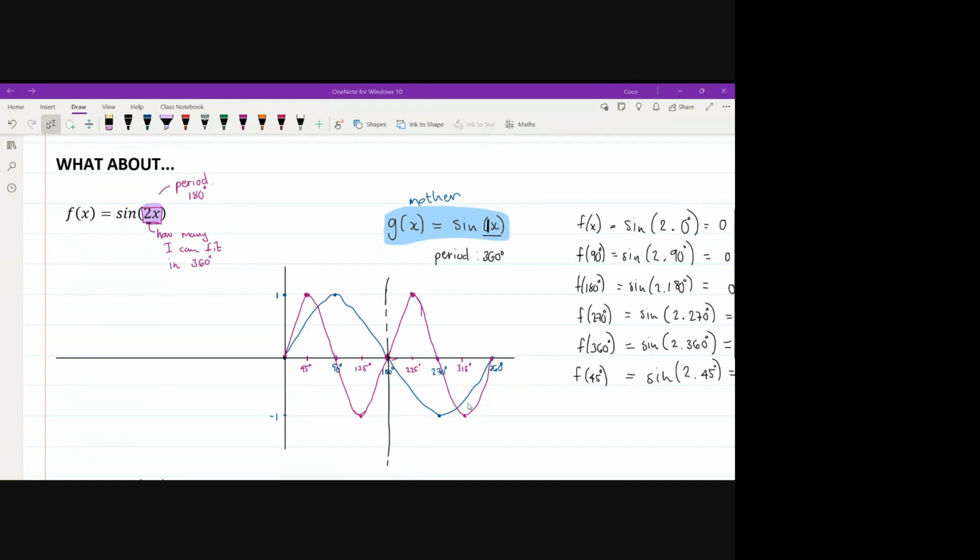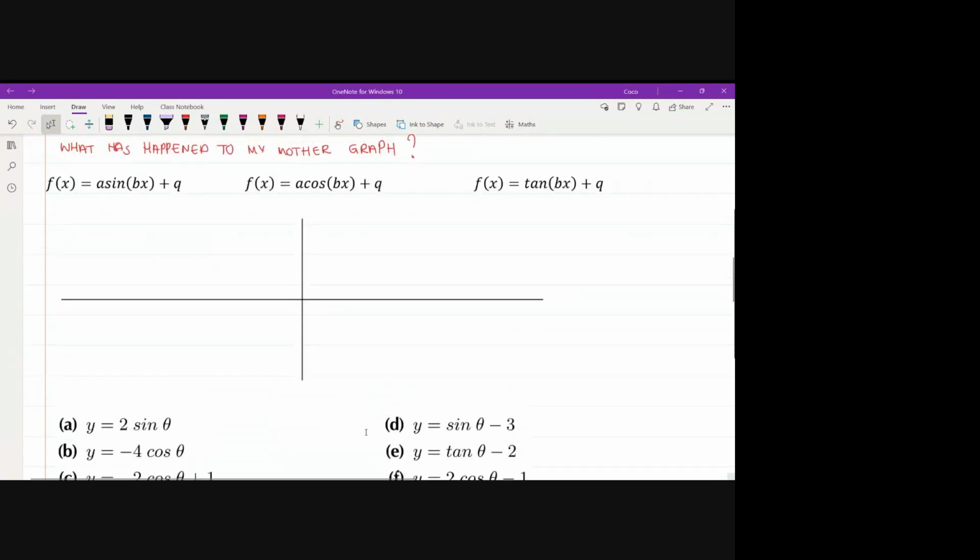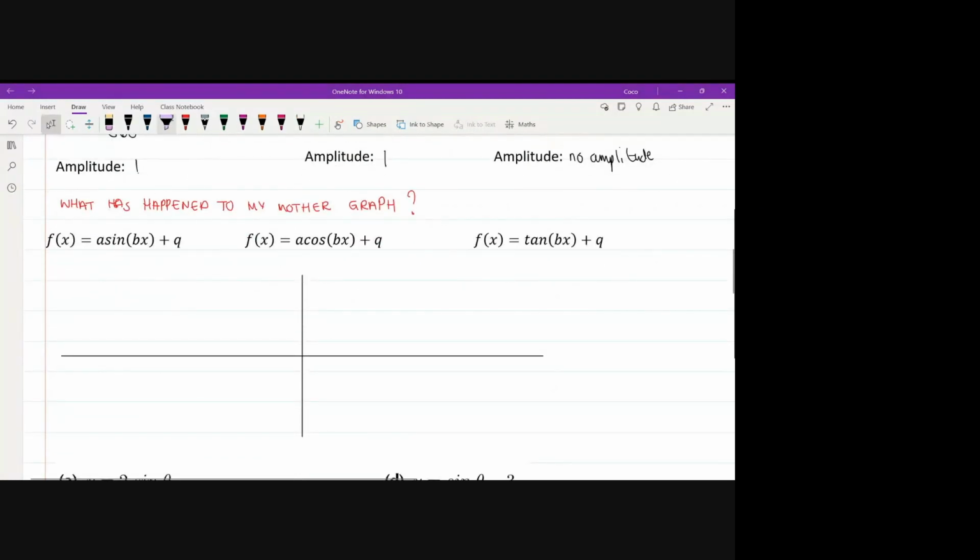Okay, awesome stuff. Here's what we're going to take away from this. If we look at what ma'am has got over here, this b value, what did we say this b value affects? The word starts with a p. It affects the period. Beautiful. This value affects the period. It affects how many graphs we can fit in 360 degrees. That's the first thing. Let's go ahead and look at what the a and the q and all of this other stuff will do.